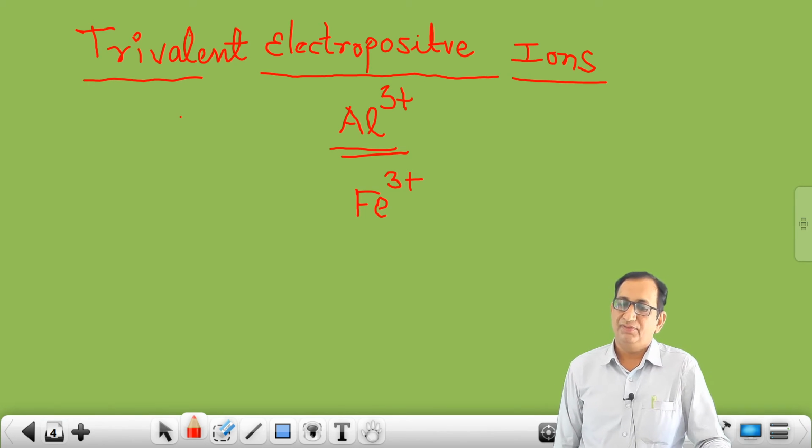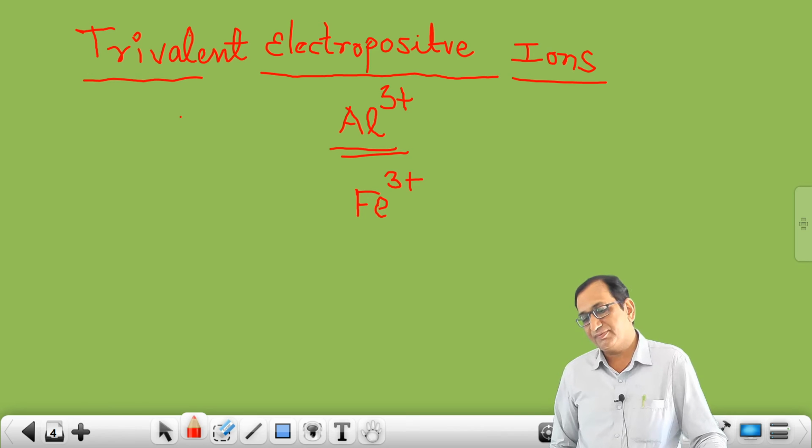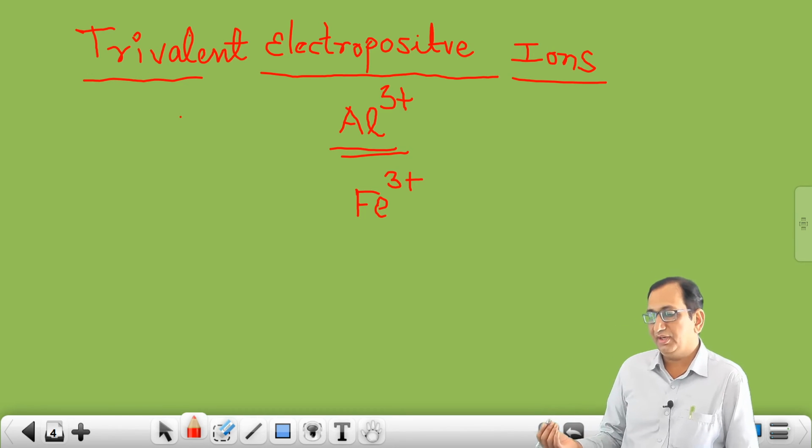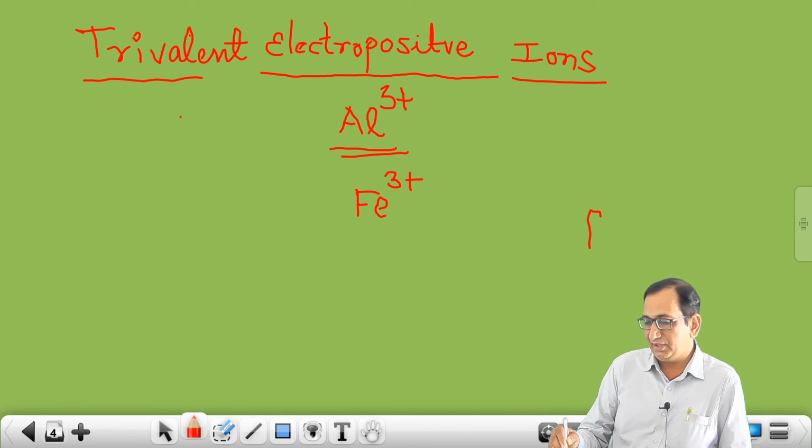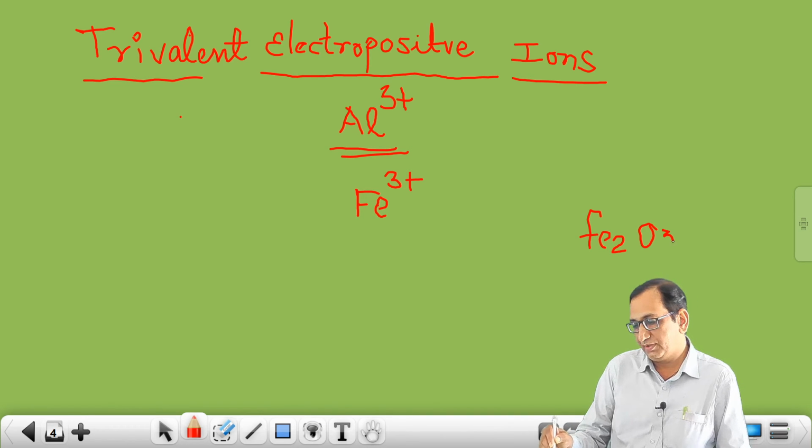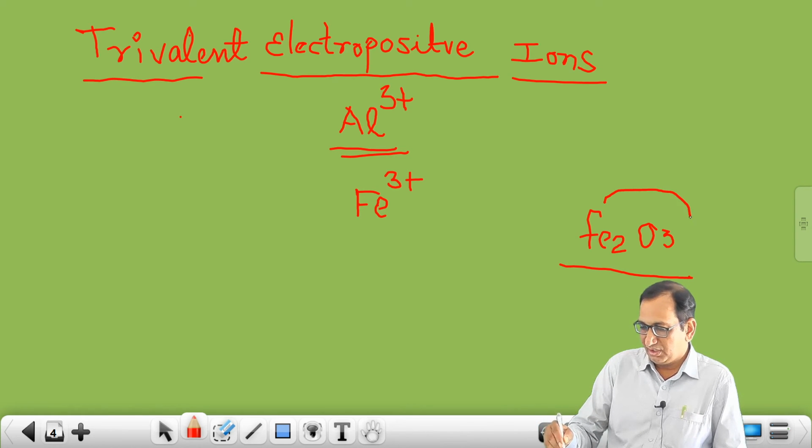Like that, iron oxide is there. So for the iron oxide, like that here I am writing Fe2O3. So in this case, if you see here, interchanging the valency, here iron has got 3 valency and oxygen has got 2 valency.